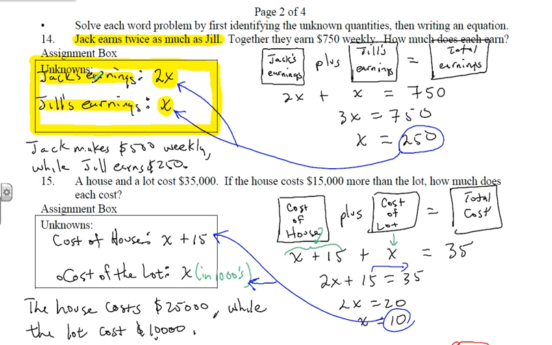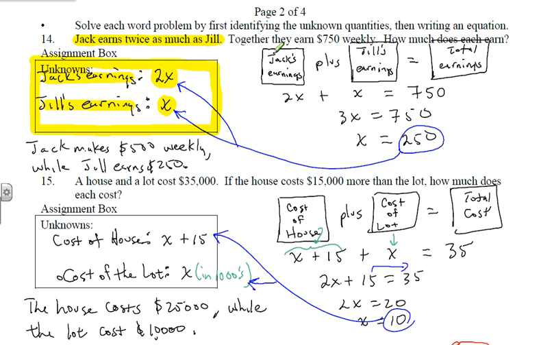Then there will be another sentence in the word problem to tell you how to set up an equation. Now, this sentence says that together they earn $750 weekly. Let's see if we can set up an equation from that information. Let me go back to the 2x here. What this 2x represents is only Jack's earnings, none of Jill's earnings. And the x here represents how much money Jill makes in a given week. For example, that's the amount of her paycheck.